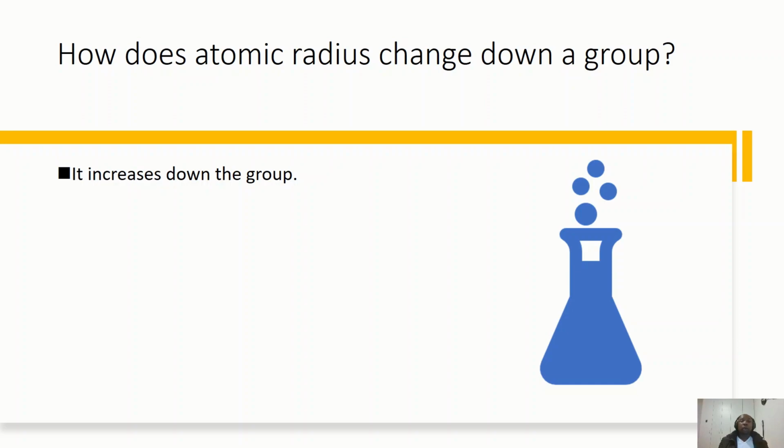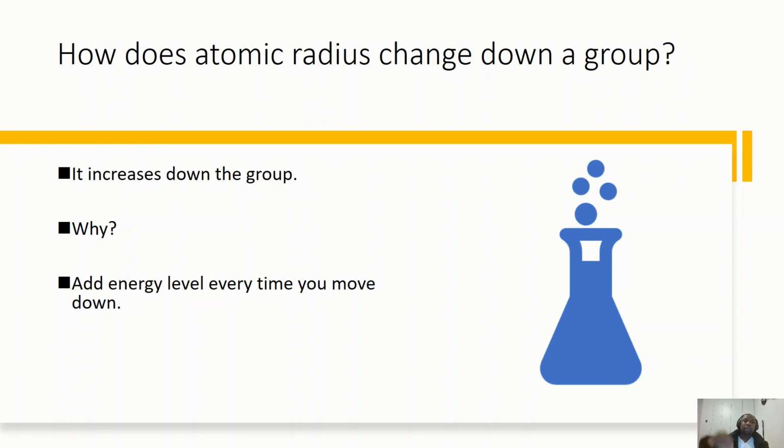So lithium has 2 shells, sodium is going to have 3, and potassium is going to have 4. So as you are going down the group, the shells are becoming more numerous. That means the bigger the atomic radius is going to be.